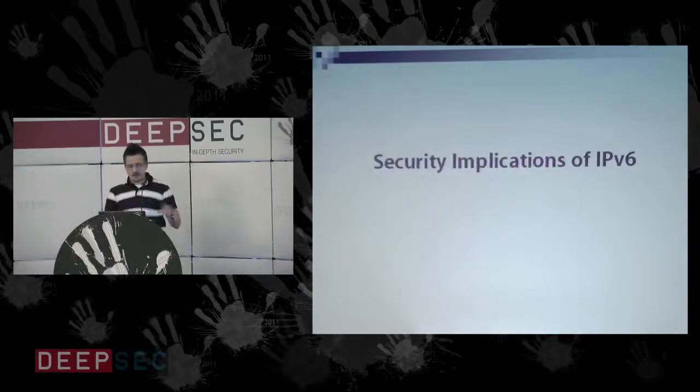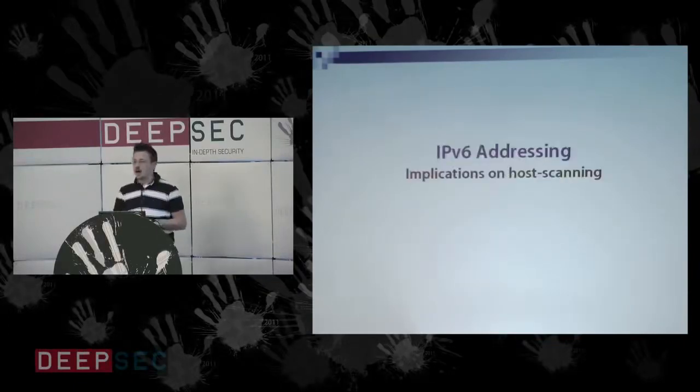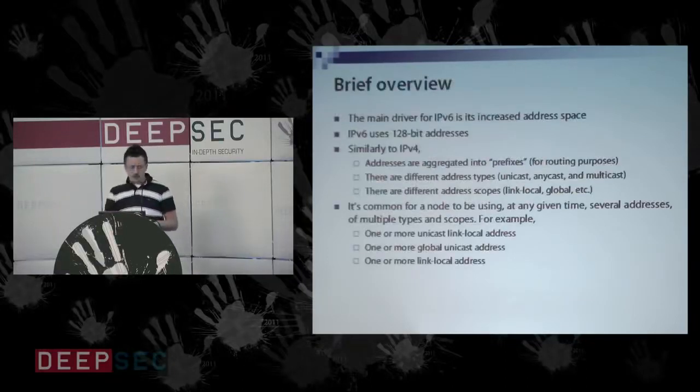Okay, so let's start discussing some of the security implications of V6. The first one that I will talk about is the implications of IPv6 addressing. As a brief overview, as I said before, the main driver for V6 is its increased address space. It has 128-bit addresses.